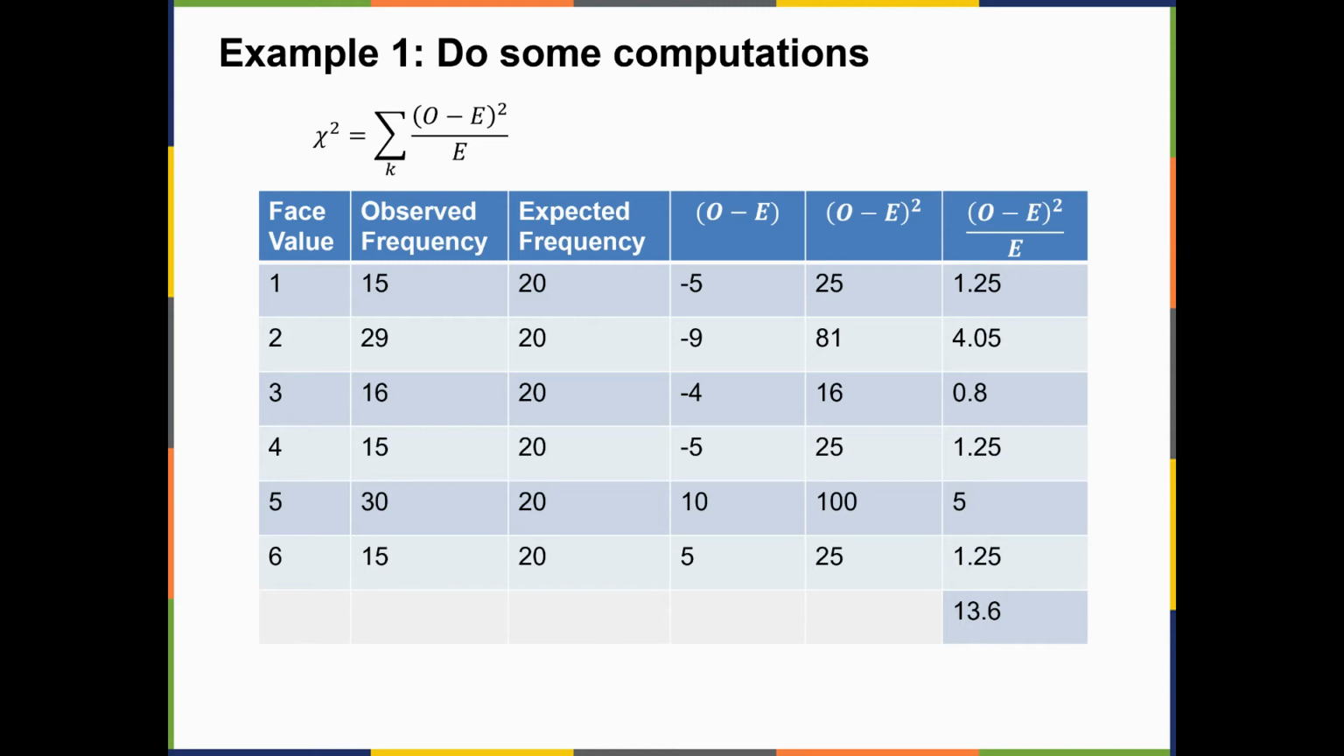Hopefully you did. Now the last part that we're going to do is we remember that our test statistic had a summation sign over all values of K. K is the number of categories that we have. In this case, we have 6 categories for 6 sides of the die. We have all our (O minus E) squared over E right here. And to get our test statistic chi-squared, we just add them all up and we get 13.6. That's the value of our test statistic.